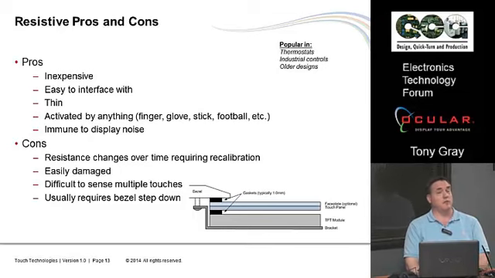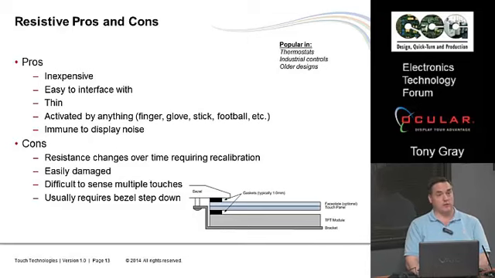Another positive thing about resistive is it is, for all intents and purposes, really immune to external noise, whether it's noise from the TFT or it's noise from an external source. Because it's just a resistive, you're just measuring the resistance, the current basically through the ITO, you don't really have to worry about any kind of external noise interfering with your system.